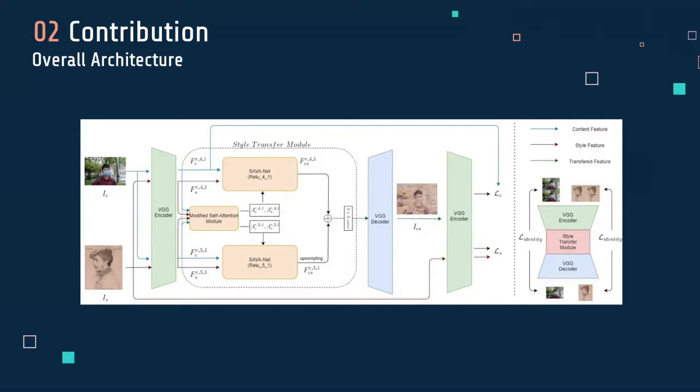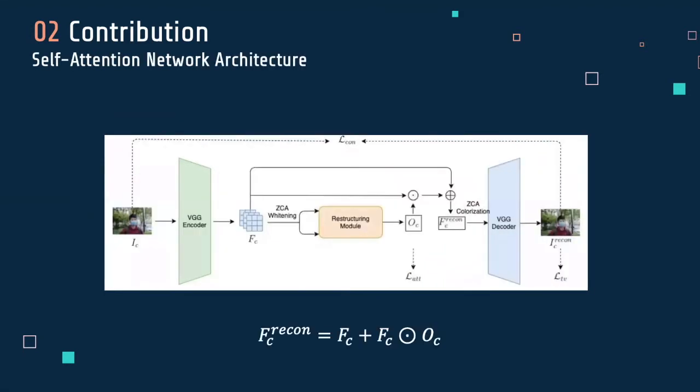The attention maps and feature maps are fed into the style transfer module. There are two style transfer modules corresponding to different layers of the VGG network. And the transferred features of different layers are generated. They are combined at the final feature map and passed to the VGG decoder to generate the output image.